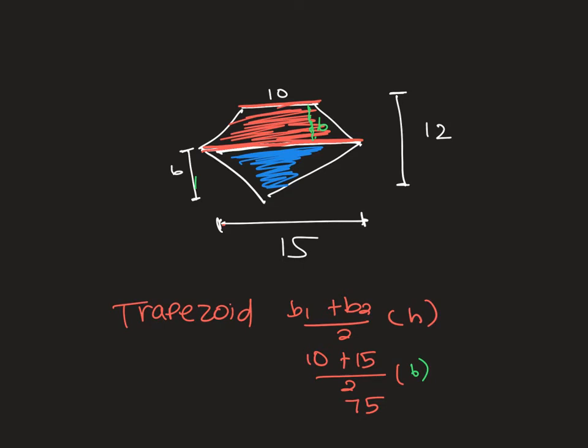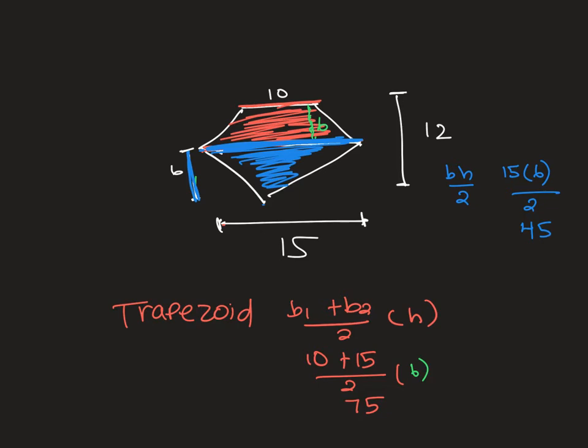All right, next I'm going to find the area of this bottom triangle. So we have base times height divided by 2. The base of the triangle is going to be here, and that would be 15, because it also shares that base with the trapezoid. The height of the triangle is here, from the bottom of the triangle to here is 6. So 15 times 6 divided by 2 is going to give us 45.